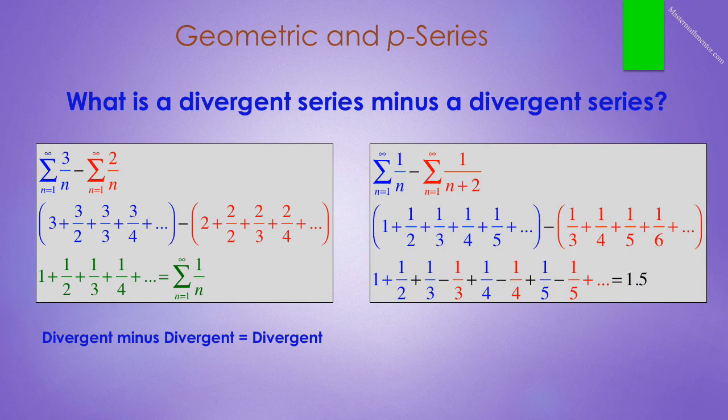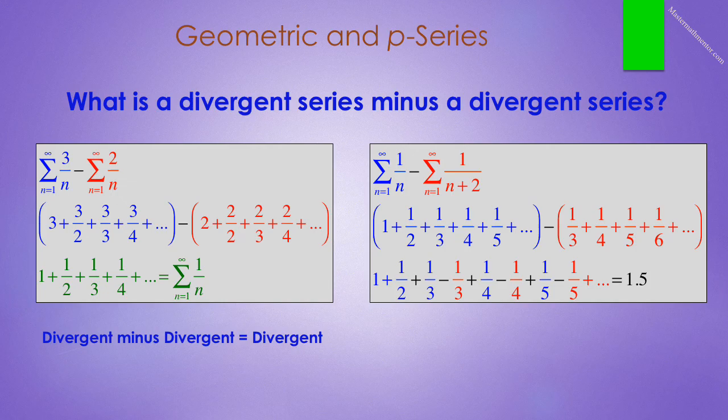But let's look at summation n equals 1 to infinity of 1 over n minus summation n equals 1 to infinity of 1 over n plus 2. They are both harmonic. The first series is 1 plus a half plus a third plus a fourth plus a fifth, and the second series is 1/3 plus 1/4 plus 1/5 plus 1/6. Both are harmonic and both diverge.